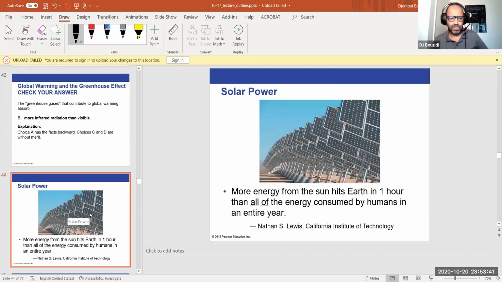Forms of solar energy, again. Earth receives, per second actually, 1,400 joules per meter squared.